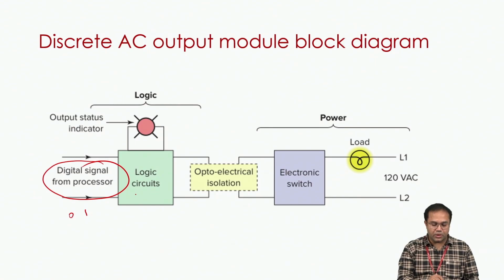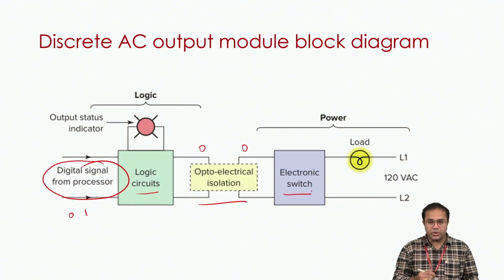This decision is given to the logic circuit, and the logic circuit will ensure the transmission of data through optical isolation. This isolation is maintained on the input side as well as the output side. The main purpose is to protect the CPU, because these modules are connected directly to the field devices, so we want the CPU's safety. The optical isolation transmits the data through light as a medium, and this electronic switch recognizes that data, and then subsequently we can get the information to the load.